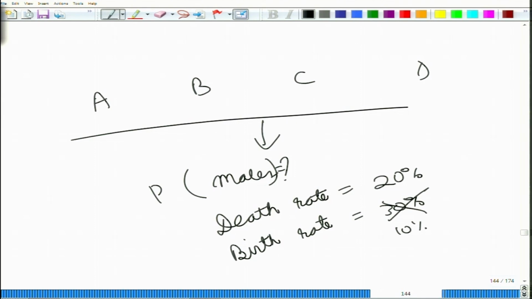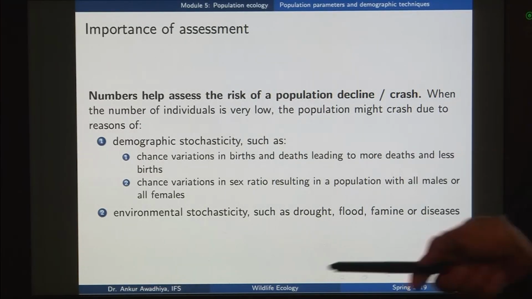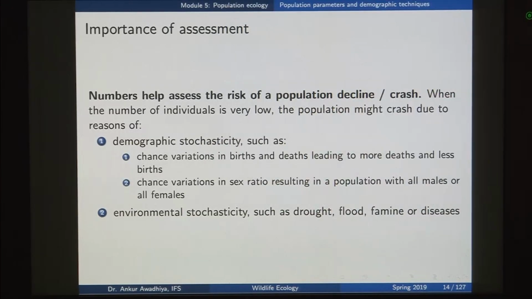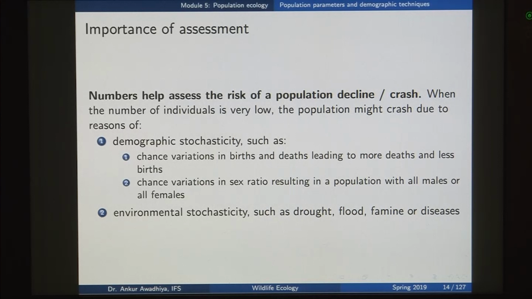So, you want to make an assessment of the probability that you might have such a situation, or to understand if there is a possibility of environmental stochasticity. Environmental stochasticity means a chance event in the environment that may lead to a population crash, such as a drought, a flood, a famine or a disease that is going to have an extremely negative impact on the population.